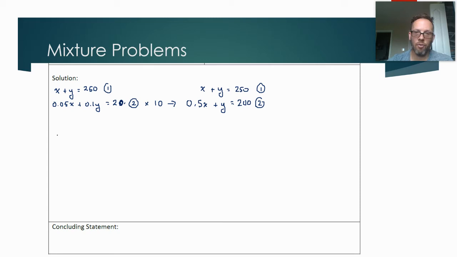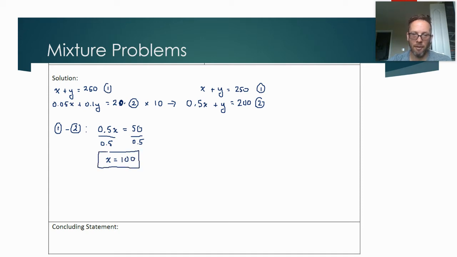And now I'll do equation 1 minus equation 2. For x, that's 1x minus 0.5x, which gives you 0.5x. y minus y is 0, and 250 minus 200 is equal to 50. And if I divide both sides by 0.5, 50 divided by 0.5 is 100. And we have 100 milliliters of the 5% solution.